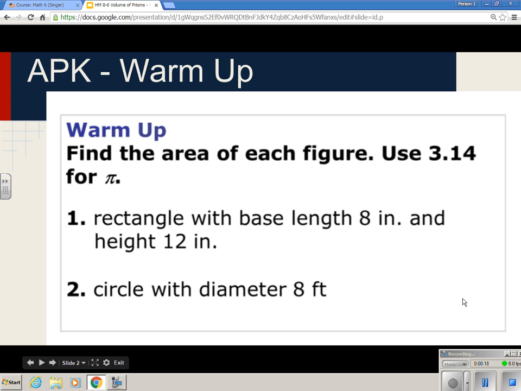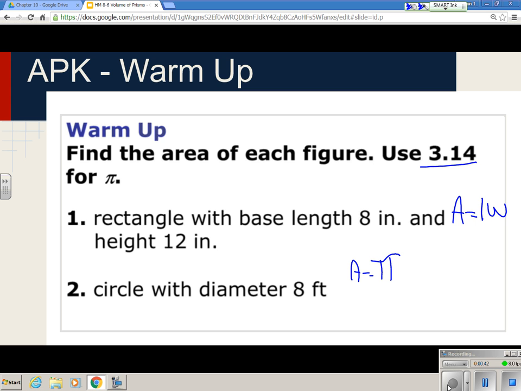All right, for your warm-up, I want you to find the area of two things. One, which we just did recently, another one you did last year to see if you can figure it out. Let me help you out a little bit with this. Number one, area of a rectangle is area equals length times width. And for a circle, it's pi, or 3.14, times radius squared. Come back when you got them both.